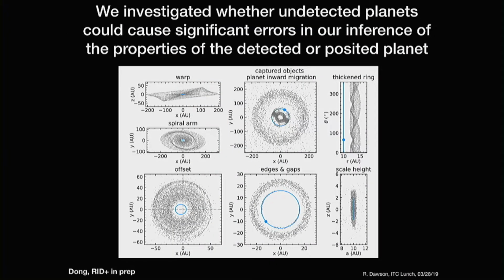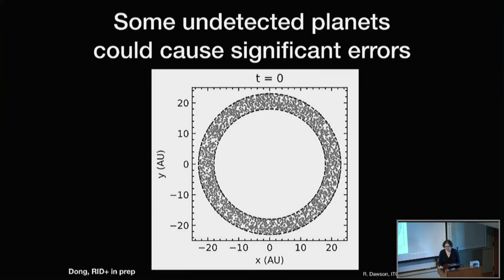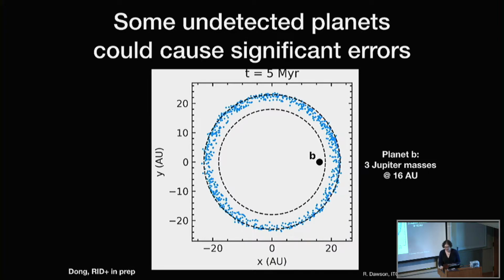So DJ has been investigating for all these different types of debris-disk morphological features, whether undetected planets could cause significant errors in our inference of the properties of either a detected planet or a single planet that we posit to be there. I don't have time to discuss all of them, so I'm just going to show a couple of these features. So here we're looking down on a ring of small bodies, and if we put a planet there, it will sculpt a gap in the ring.